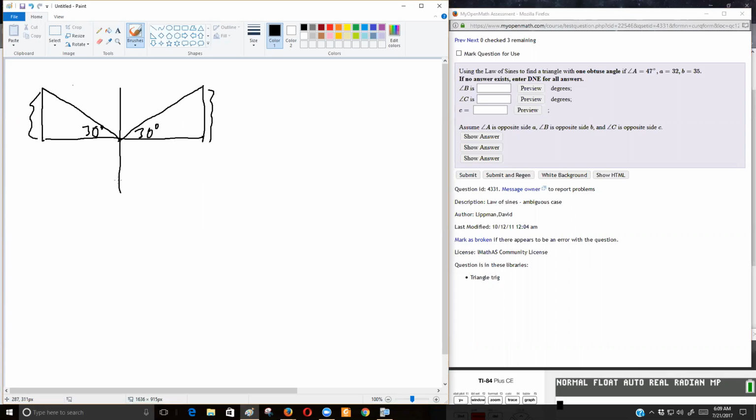So keep that in mind. If you don't know the obtuse angle in your triangle, then you have to consider that it could be an obtuse angle that we're looking for, and not just the 30. So I would be looking for the 150-degree angle here.